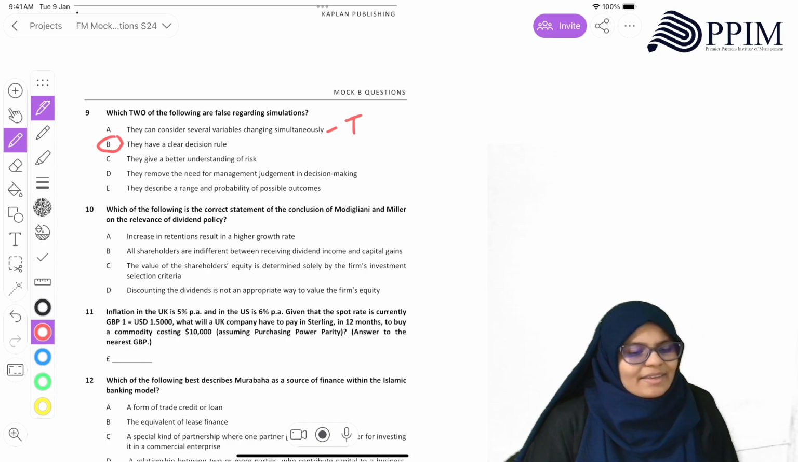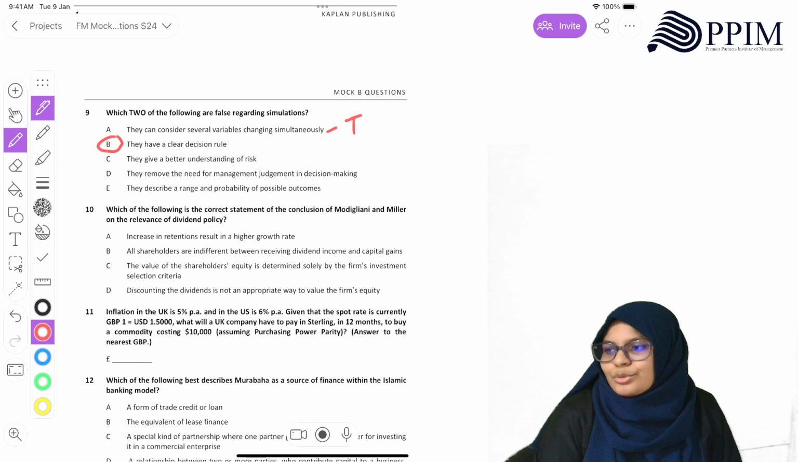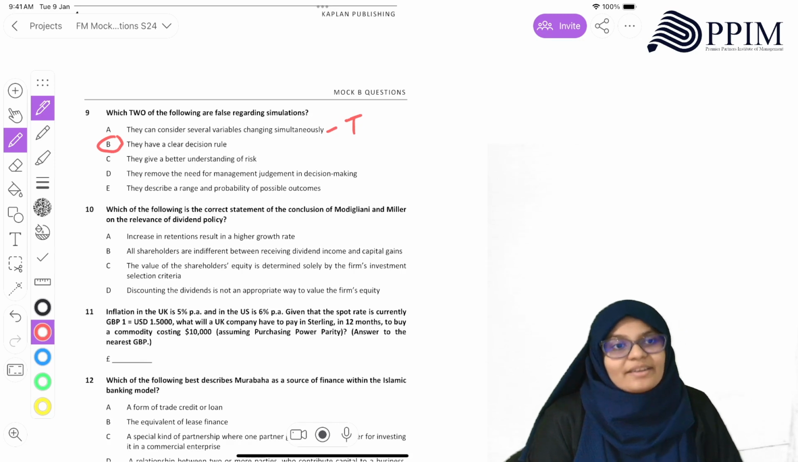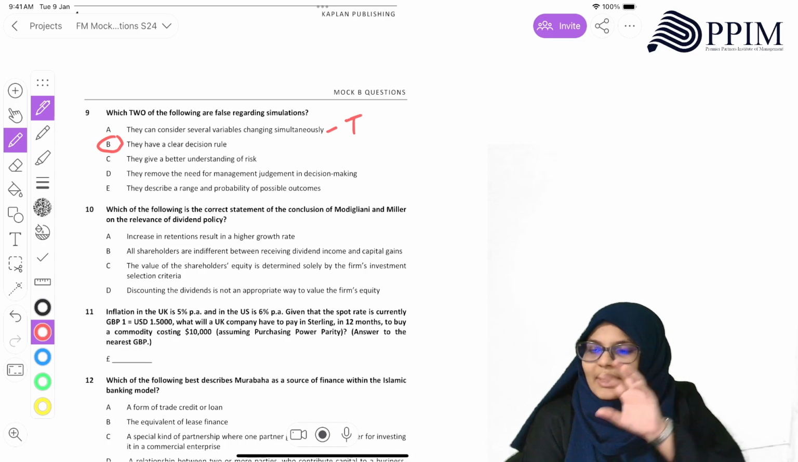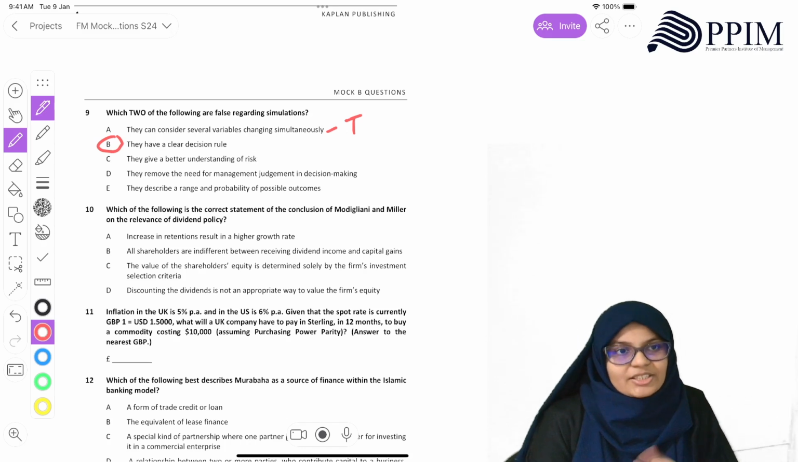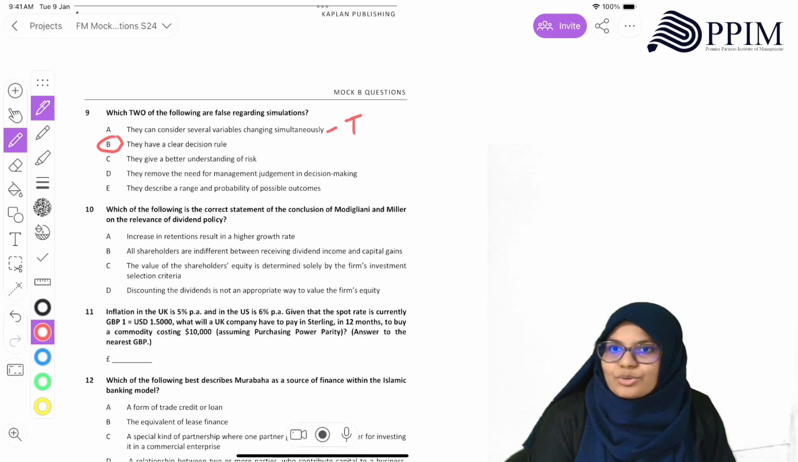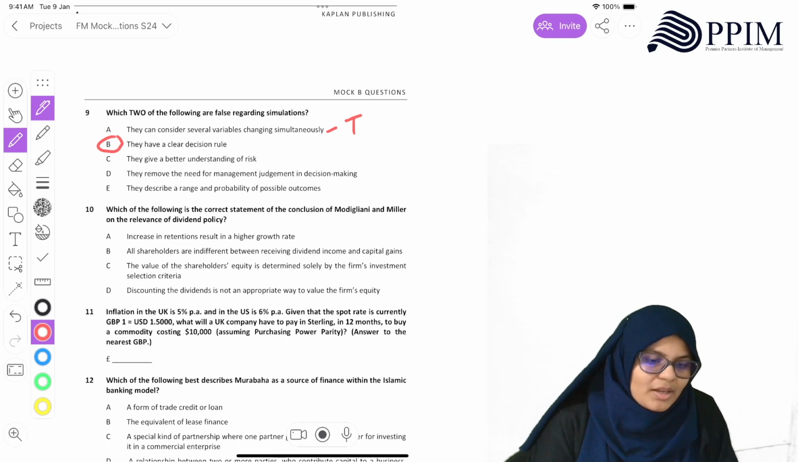C is saying they give a better understanding of risk. That is actually true, because risk is variation. When it comes to simulation, we try to see how many variables are going to change and how they are going to vary. So yes, it does give you a better understanding of risk.